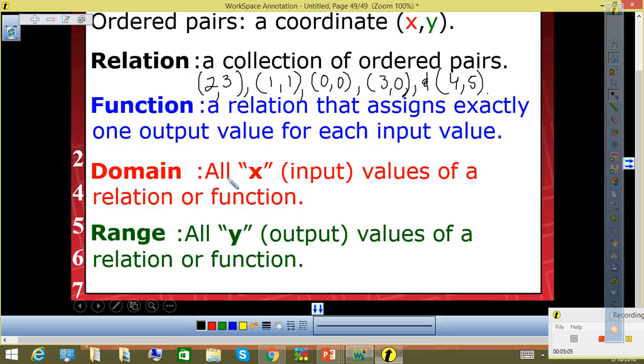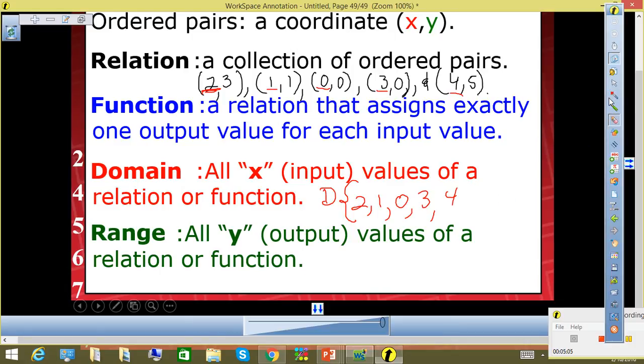Okay, so check this out. The domain is all x values of the relation. Therefore, the domain is 2, comma, 1, comma, 0, comma, 3, comma, 4. Close bracket. Oh, it's an ugly black bracket.